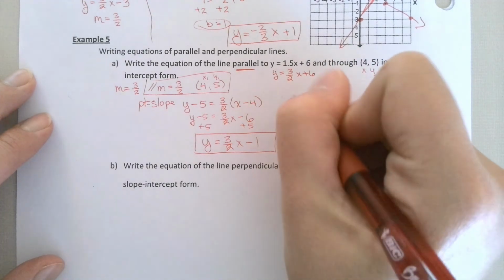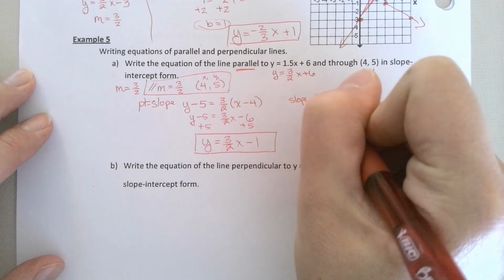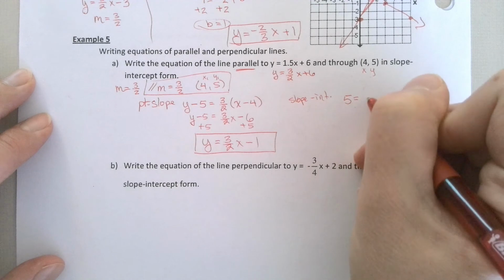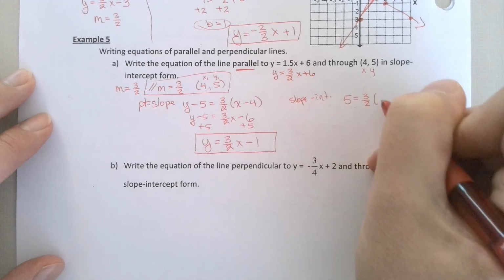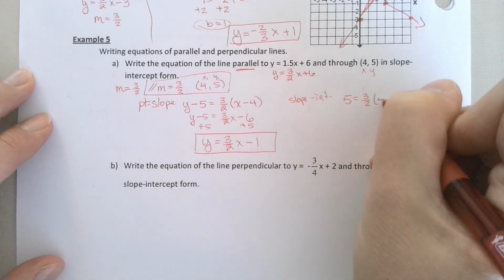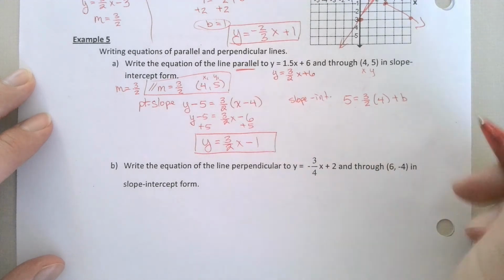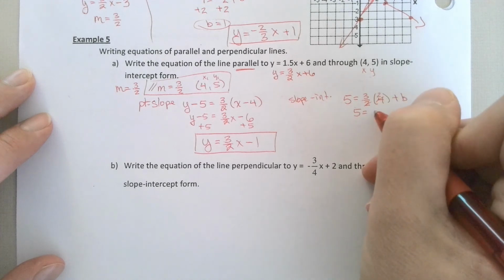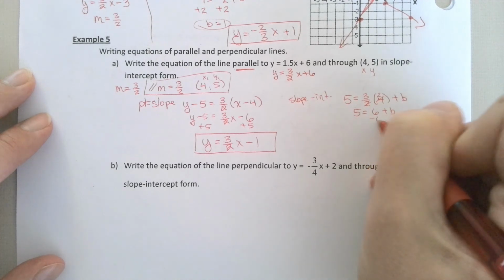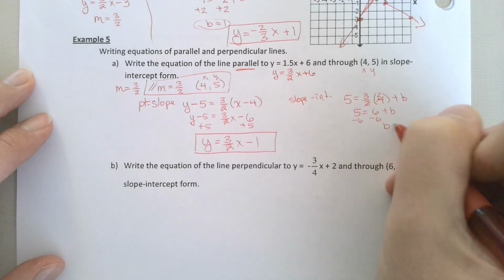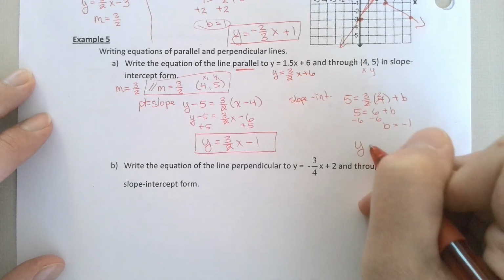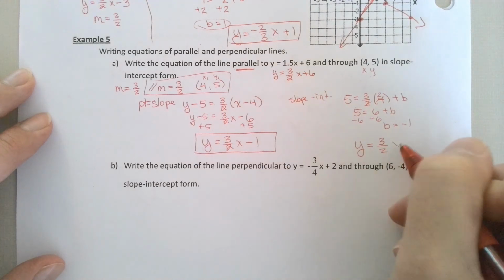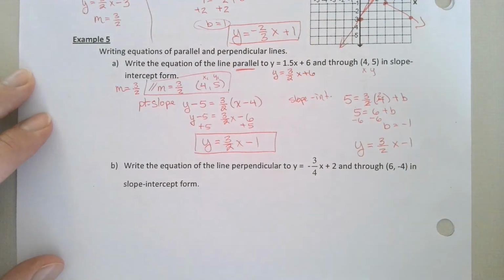So here is slope-intercept form, just in case you prefer that method. In slope-intercept form, it would be y is 5 equals my slope of 3/2 times x, which is 4, and then plus b. So I have 5 equals, and this again is going to cross-cancel, 6 plus b, and when I subtract 6, I end up getting b is negative 1. So you can see we get the same result. My parallel line is y equals 3/2 x minus 1. So same answer. All right.